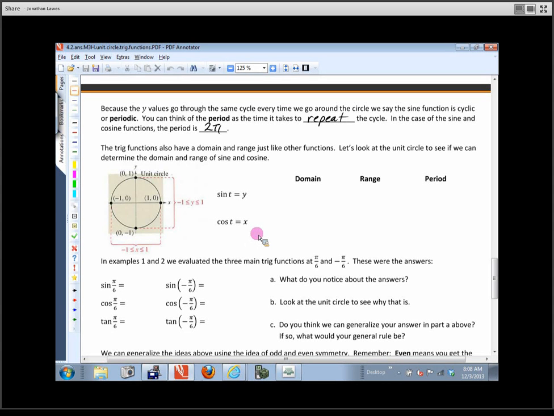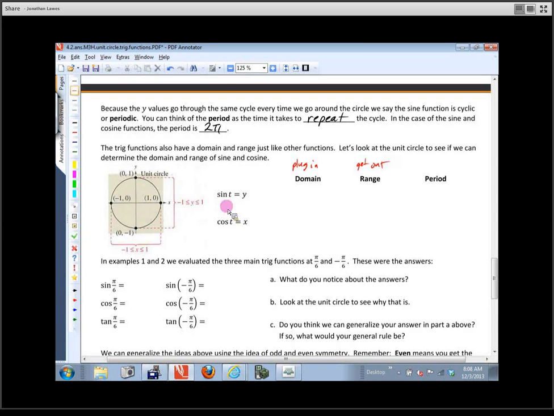So let's talk about domain in terms of what we plug in. So remember, the domain is what you plug into a function. Normally we plug in x's and get out y's. That's why the domain is normally an x. And the range is what we get out. So again, normally we plug in x's and get out y's. That's normally why we talk about the domain being the x's and the range being the y's. Okay? That's not what we're doing here. Let's take a look at each one of these.